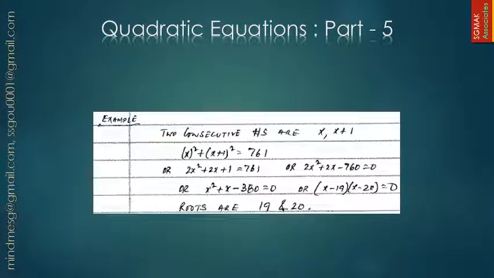You have two consecutive numbers whose sum of squares equals 761. So the consecutive numbers are x and x plus 1. So x squared plus (x plus 1) squared is 761. So you get a quadratic equation, x squared plus x minus 380 equals 0. You can factorize or you can solve using the quadratic formula. So the roots are 19 and minus 20.